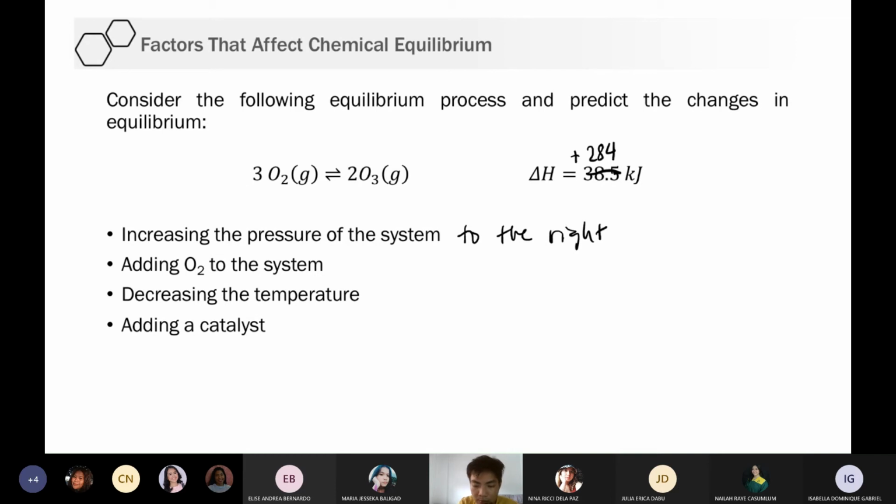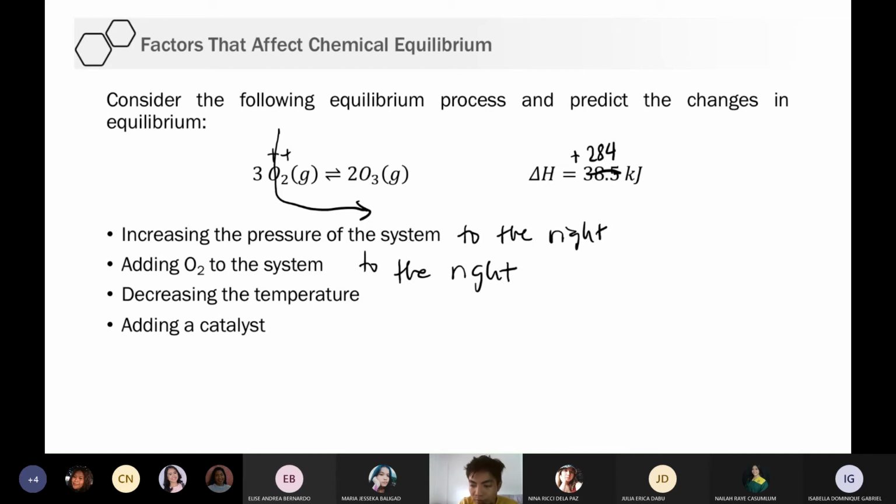Adding oxygen to the system. So you add to this. Imagine the bucket. Two buckets, left and right. You add water to the left. What will happen to the water? It will rush towards the product side. So when you add reactants, it will proceed to the right. So when you add reactants, it will shift towards the products, to the right. Okay? So the bucket is helpful, just imagine the bucket.